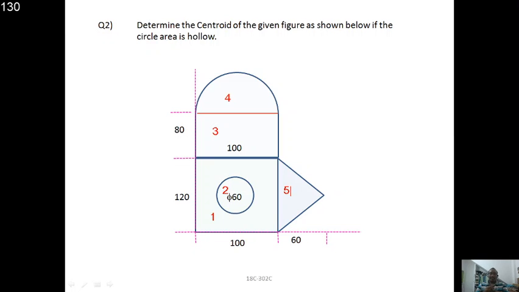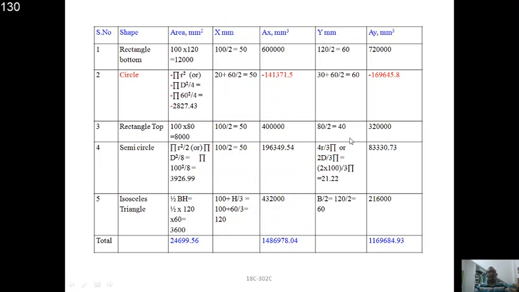Out of 5, the second area, which is a circle, is hollow, which is a negative. Now see how we are going to do this calculation. After identifying which is a negative area, all the remaining I kept as positive. You see that all are positive. The rectangular area is also positive, the semicircle is positive, all are positive.